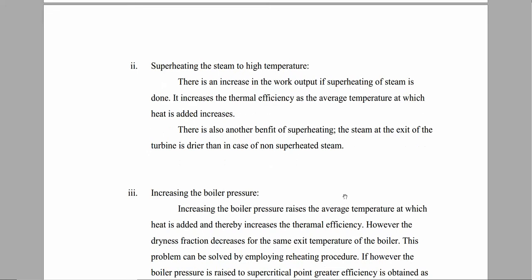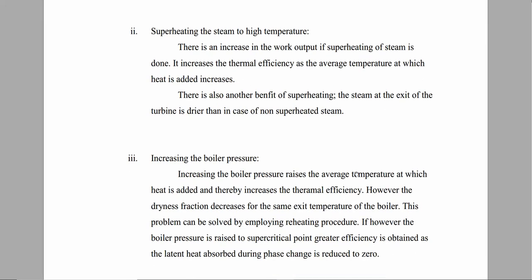If we are talking about the superheating of the steam to high temperature, there is an increase in work output if superheating of steam is done. It increases the thermal efficiency as the average temperature at which heat is added increases. There is also another benefit of superheating: the steam at the exit of the turbine is drier than in the case of non-superheated steam.